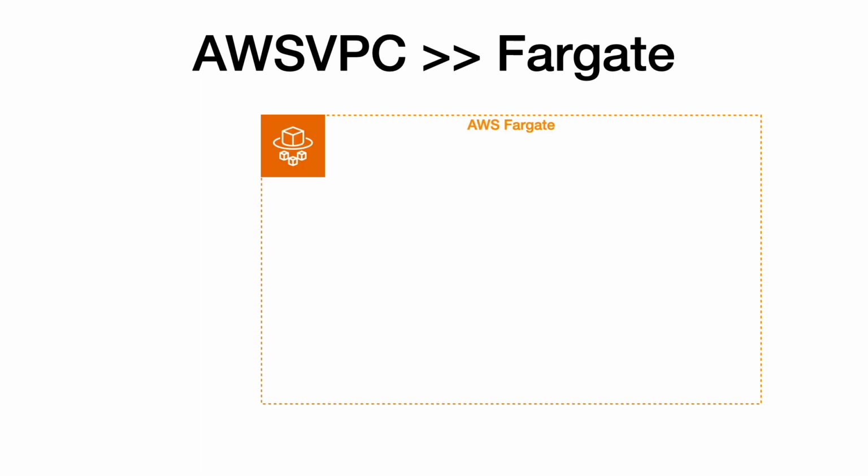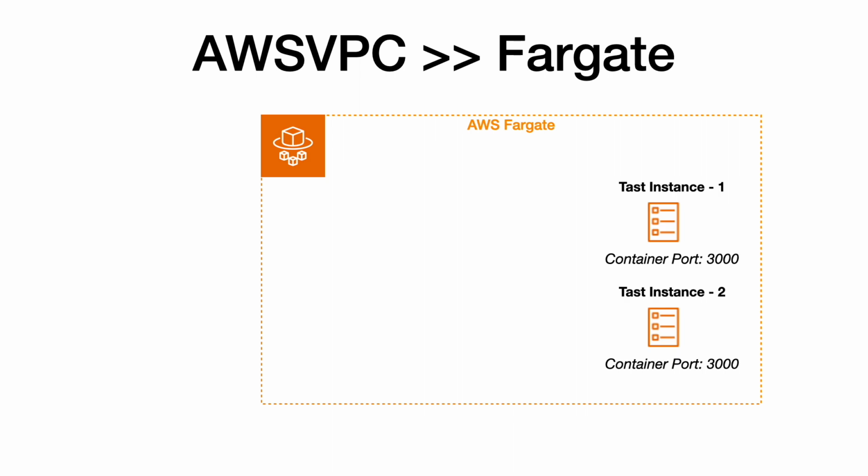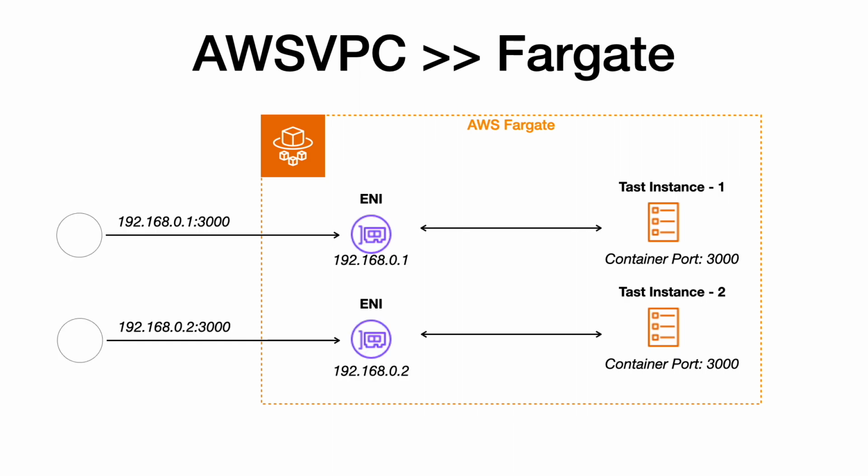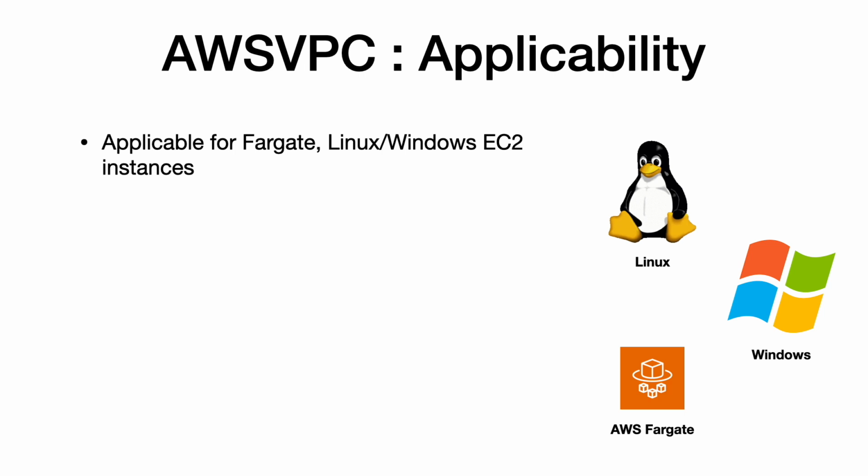If you are using AWS Fargate, this is the only mode available to it. With Fargate, it works in a similar fashion. For every task instance, you get a dedicated ENI, which can be accessed from outside, directly. If we talk about the applicability, unlike the host and bridge mode, you can enable this mode for all the supported ECS platforms, including AWS Fargate, Linux, and Windows EC2 instances. With this mode, you can run multiple task instances on the same EC2 instance.